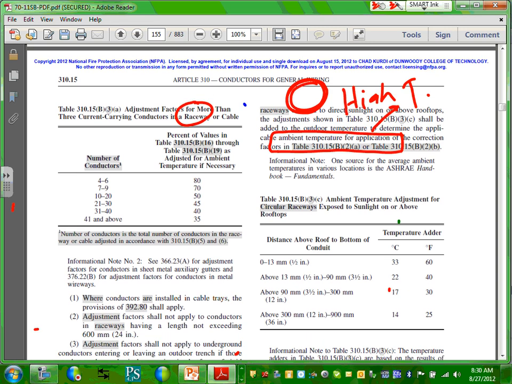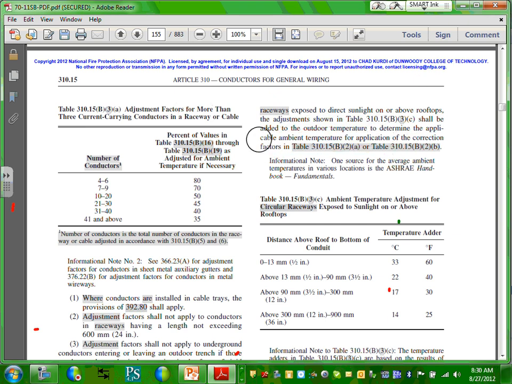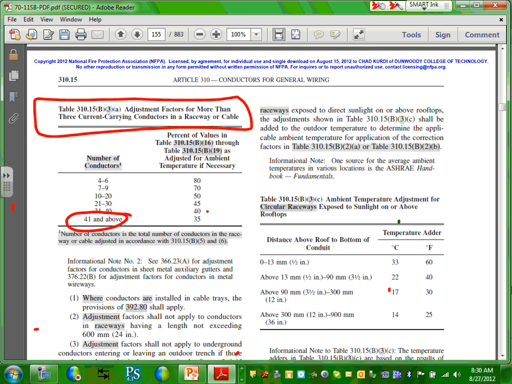For the rating, I would like you to be aware of these two tables. If you have not highlighted this table, please highlight it. This is for when you have more than 3 hots; this is the table that you derate with. For example, I fill my gutter with 50 conductors, number 12. How much is each conductor going to carry? 35. That's called full design, right?